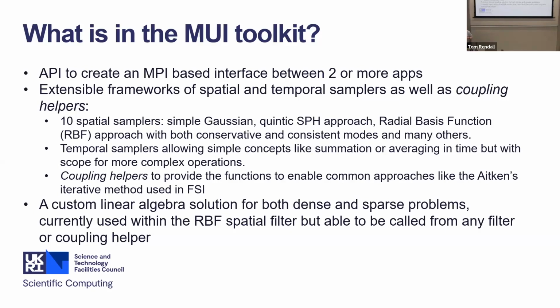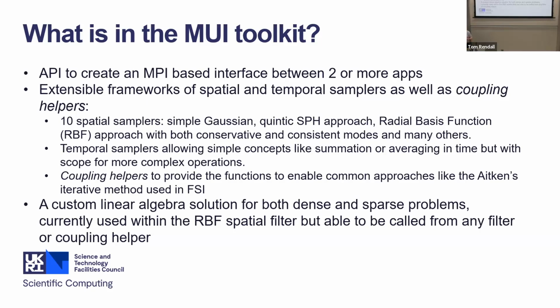As you download it, it provides 10 spatial samplers: a simple Gaussian, a quintic SPH approach, and a full radial basis function approach with both conservative and consistent modes, as well as, I think, 7 others. There are also temporal samplers allowing simple concepts, so summation, averaging in time, but the scope of the temporal framework is far greater. You could do a lot more with this, it's just we haven't really yet. And also then you have the idea of the coupling helpers. These basically provide functions to enable common coupling approaches. So for anybody involved in fluid structure interaction, you're probably aware of the Aitken method, for example.